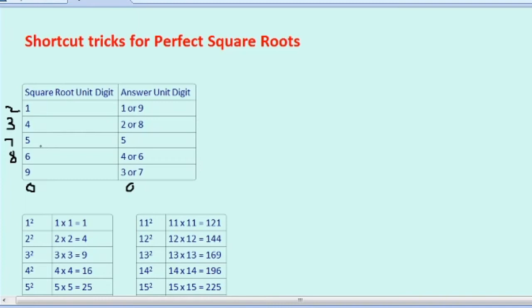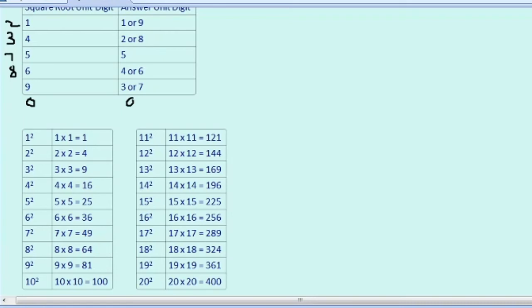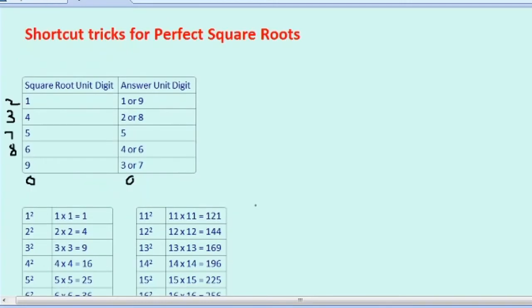I will take a number, just same number we will take here. Okay, what we did for this, one more tool you will need, that is you should know squares from 1 to 20. If you know squares from 1 to 20, it will be very easy for you.